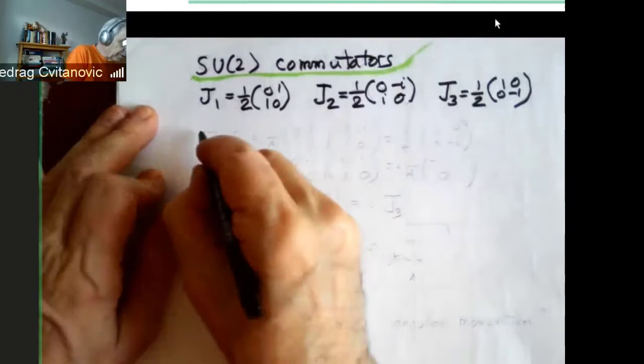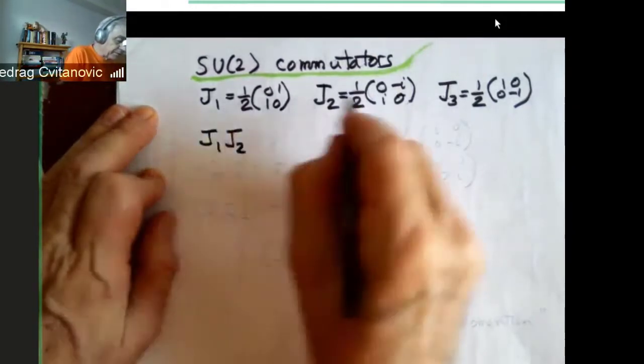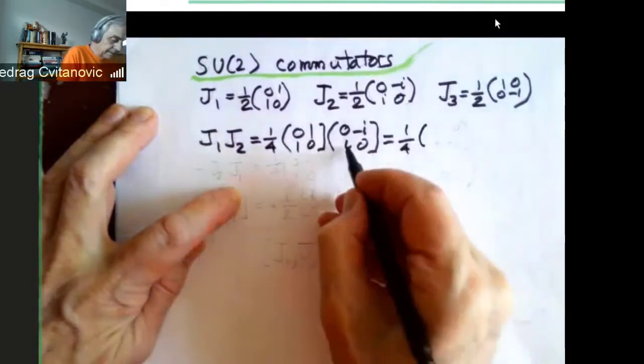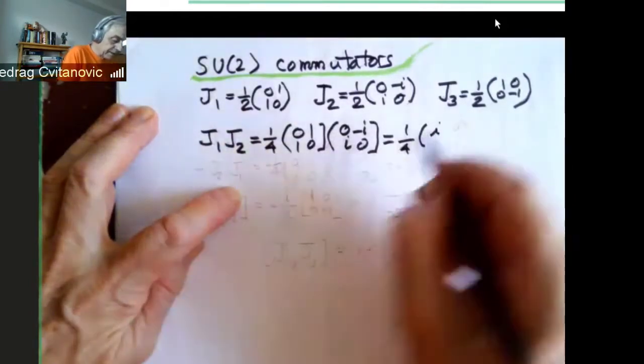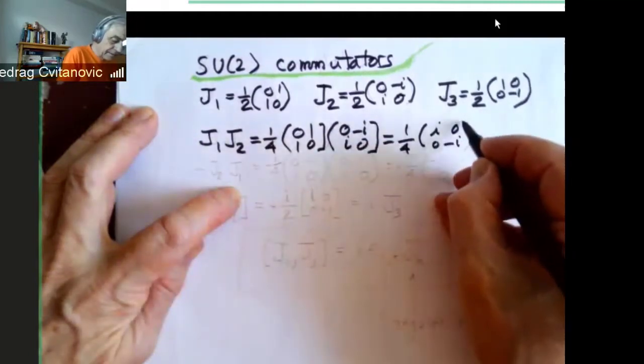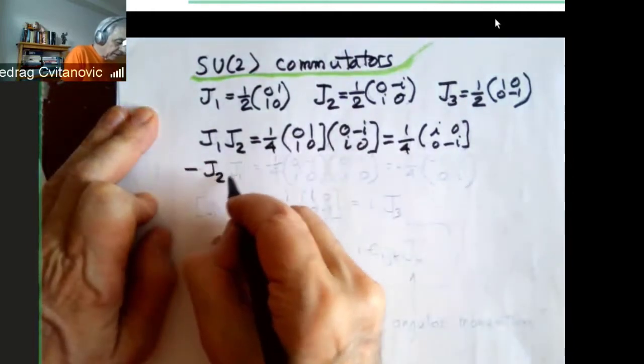To compute the commutator, you have to multiply, for example, these 2 matrices in one order. And that's very easy. This produces i, this produces 0, and this produces minus i. And subtract from it the other order.